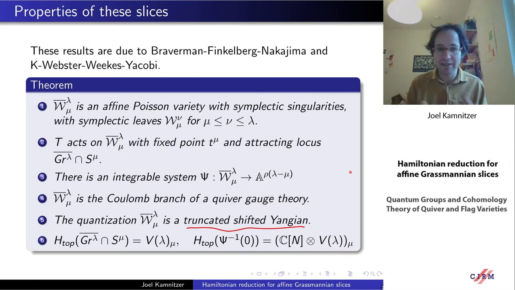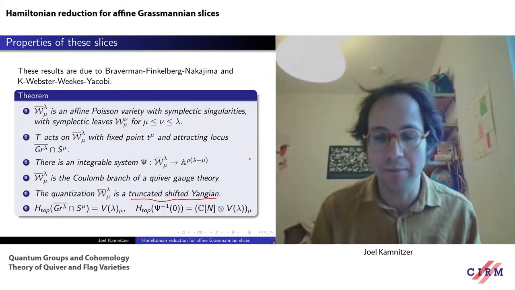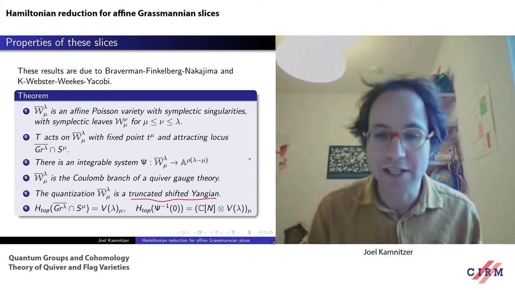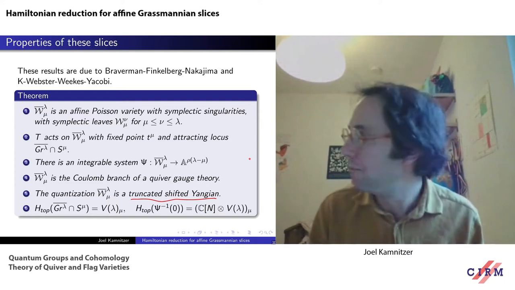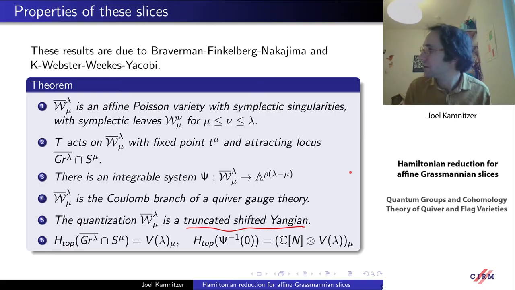There is a slight lie here, because there's not a single quantization but a whole family of quantizations, and that family is given by different possible truncated shifted Yangians. There's a parameter in the truncated shifted Yangian which relates to this quantization. I won't get into the exact definition of truncated shifted Yangians in this talk. They're closely related to the truncated shifted quantum affine algebras, which appeared in David Hernandez's talk earlier today. If you didn't see that talk, maybe the most important thing to keep in mind is that these are very explicit algebras which we can describe by generators and relations, so we have a very explicit understanding of these quantizations.